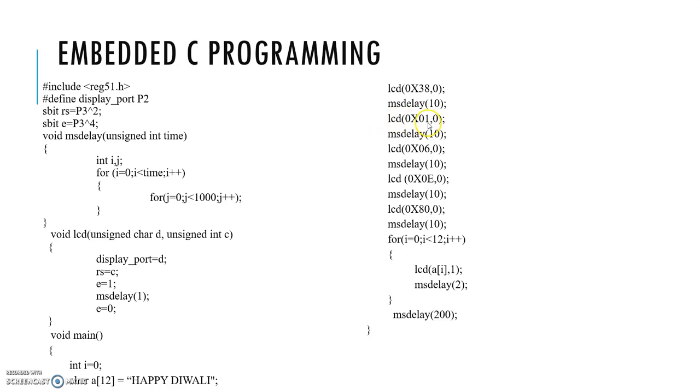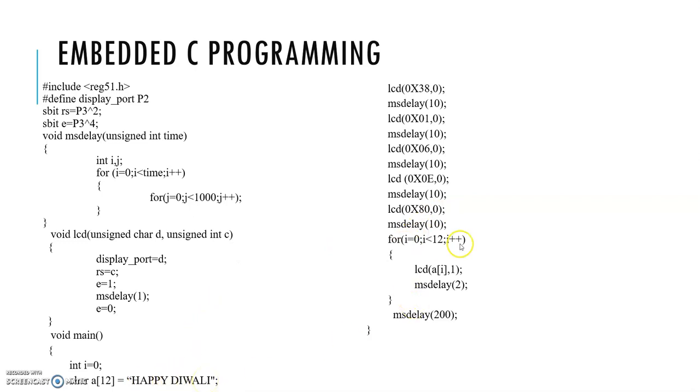Then again LCD 01. To display a word on an LCD, we need to give certain commands to the LCD, that is 38, 01, 06, 0E and 80. So these commands should be sent to the LCD first, so the command register will be selected. So the second argument is 0.